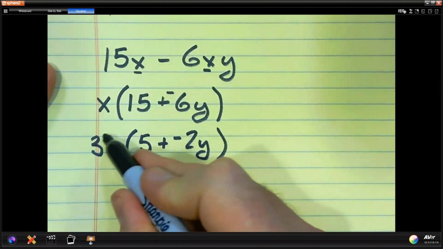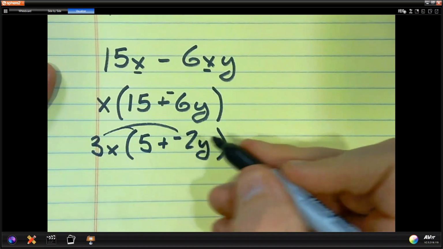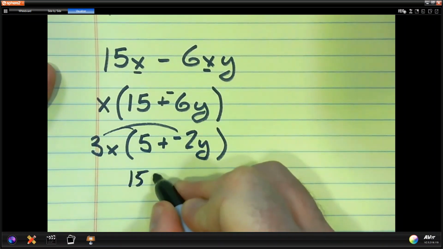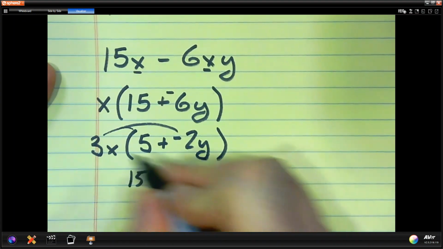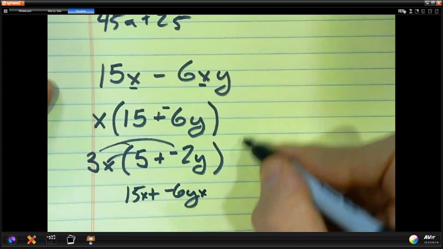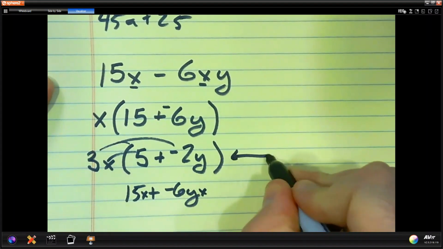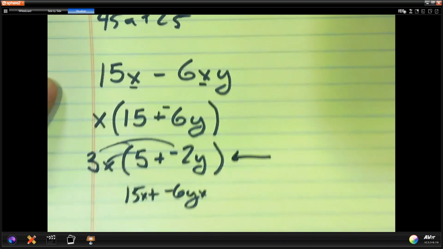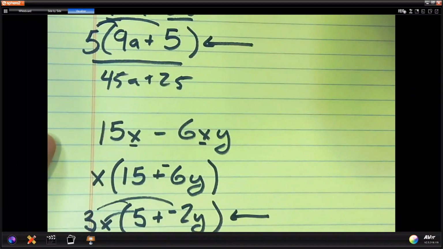And again, if I wanted to check it, I could multiply by both of these pieces. I could do the 3 and get 15 plus negative 6y, and include my x, and I get my original expression. So this is your factored one for number 2. So that's number 1 and number 2.